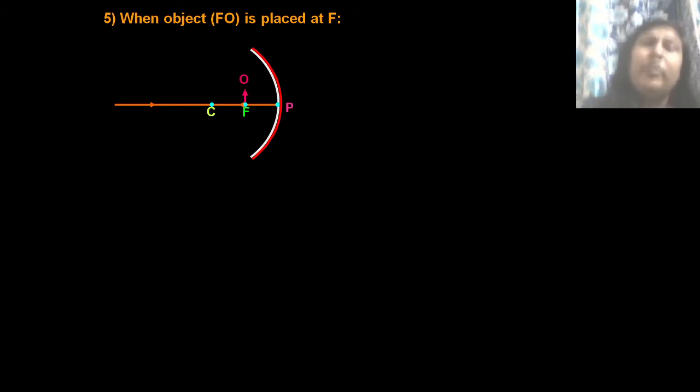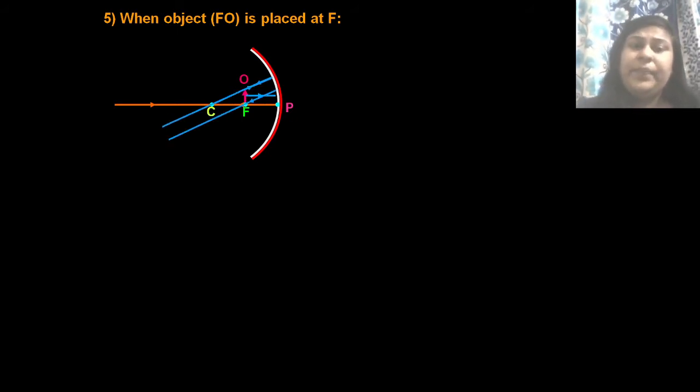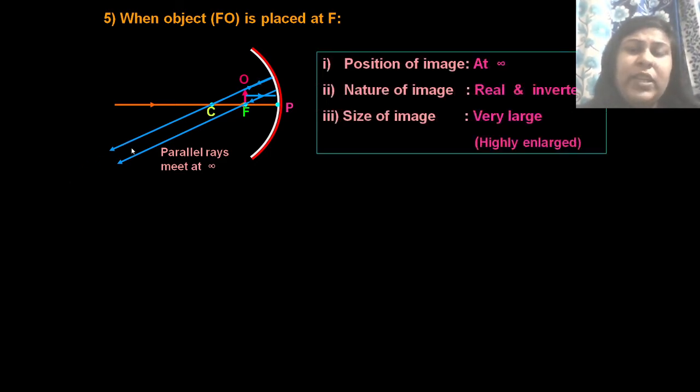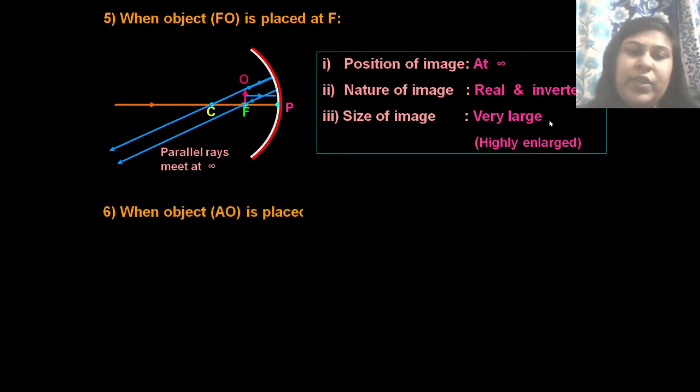The fifth position, when the object is placed at F. When our object is at F, we are also taking two rays. One is parallel to the principal axis, and it goes through F, and the second is through the center of curvature, and it goes through the center of curvature. These rays become parallel, and they meet at infinity, so the image is formed at infinity. The nature of the image is real and inverted, and the size of the image is very large.